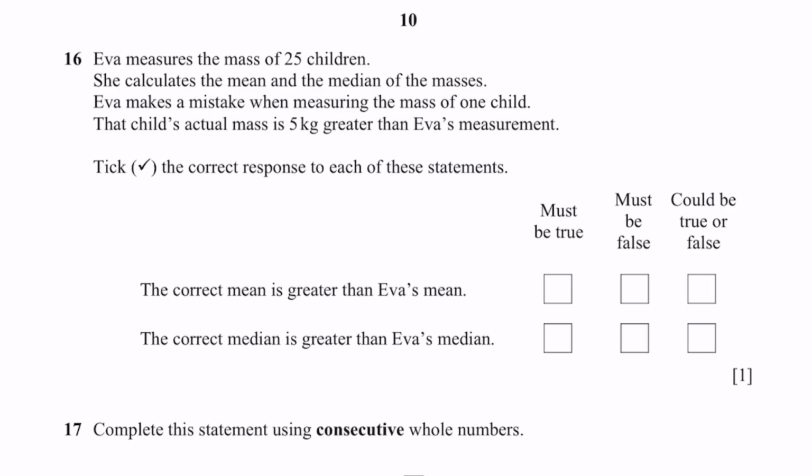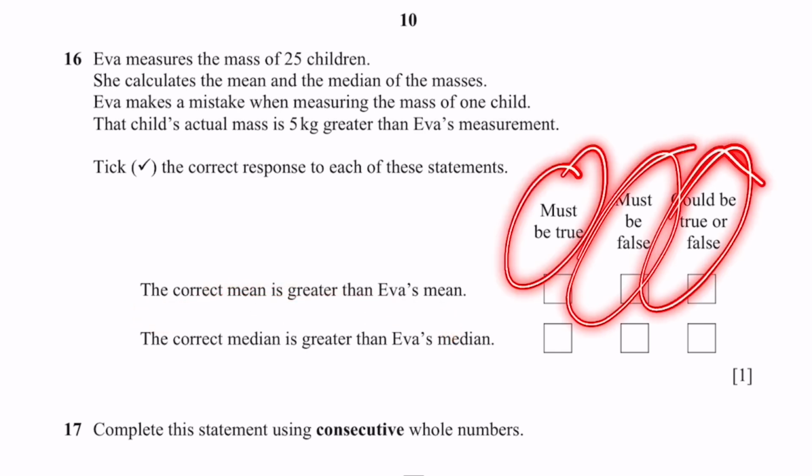16. Eva measures the mass of 25 children. She calculates the mean and the median of the masses. Eva makes a mistake when measuring the mass of one child. That child's actual mass is 5 kilograms greater than Eva's measurement. Tick the correct response to each of these statements. The correct mean is greater than Eva's mean. Must be true, must be false, or could be true or false.